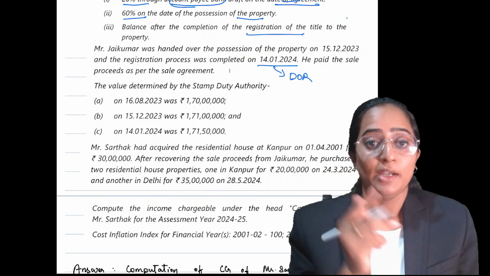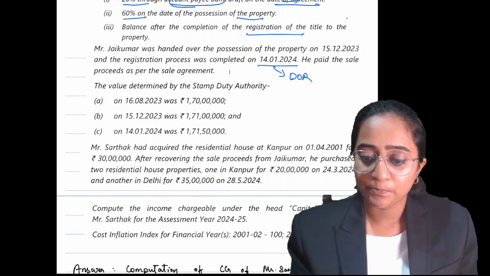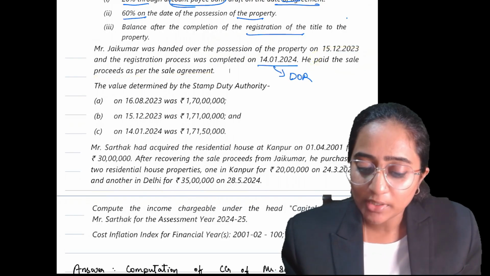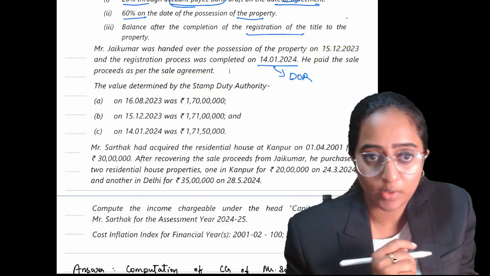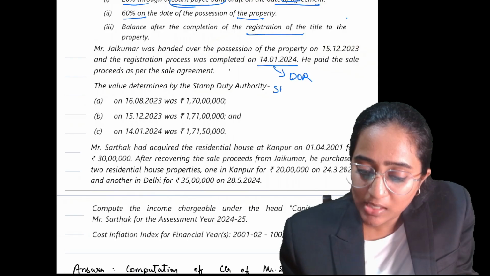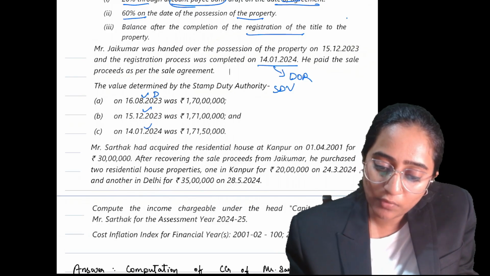People, the date of agreement and date of registration are very, very important. I'll tell you the reason why. He paid the sale proceeds as per the sale agreement. That is a value determined by the stamp duty authority. Stamp duty value, that is SDV, as on the respective dates, they have provided. This is your date of agreement. This is your date of registration.